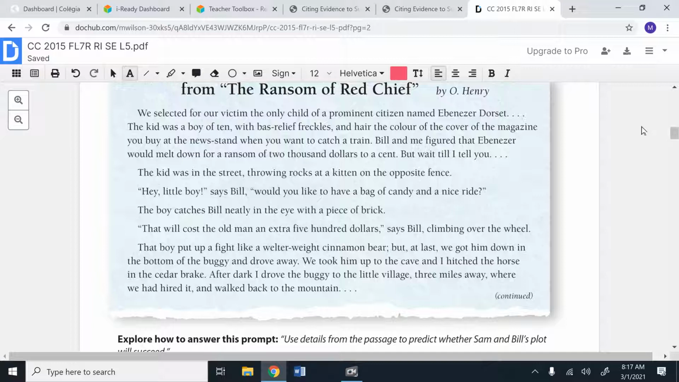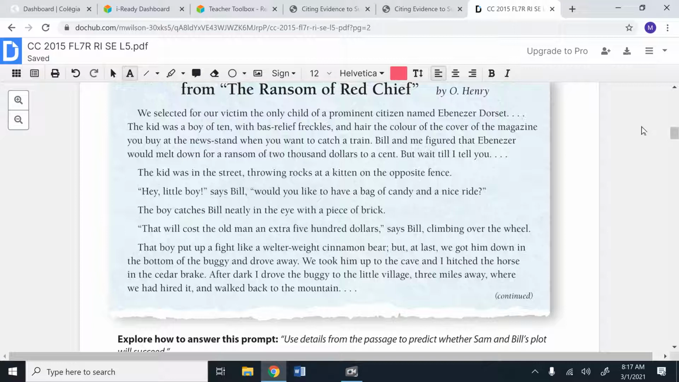The kid was in the street, throwing rocks at a kitten on the opposite fence. "Hey, little boy," says Bill, "would you like to have a bag of candy and a nice ride?" The boy catches Bill neatly in the eye with a piece of brick. "That will cost the old man an extra $500," said Bill, climbing over the wheel. That boy put up a fight like a welterweight cinnamon bear, but at last we got him down in the bottom of the buggy and drove away.